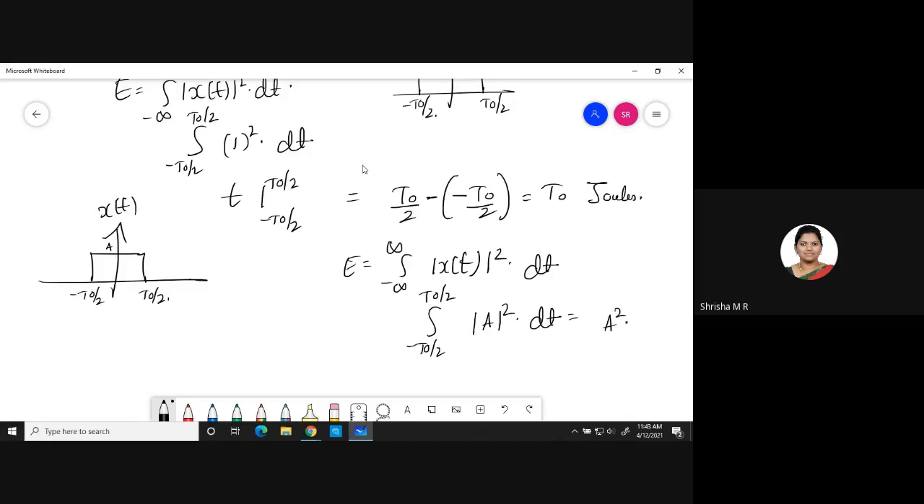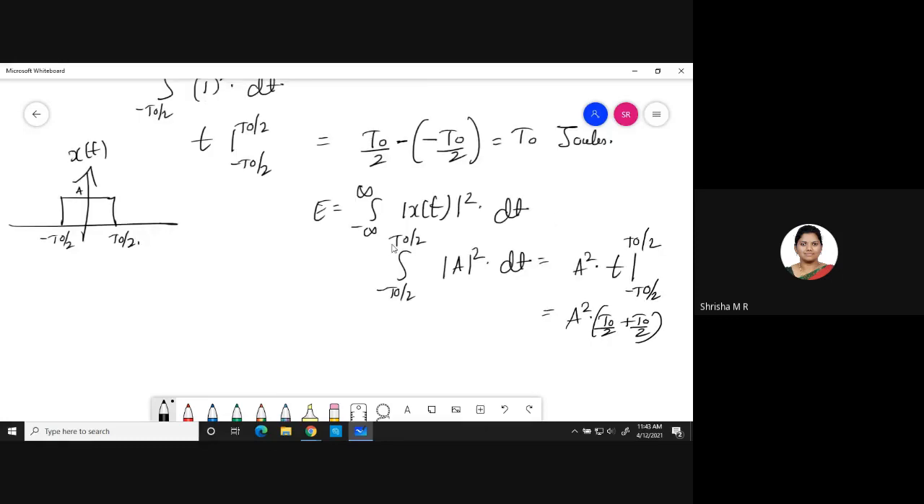So A squared is a constant. If you integrate 1 with respect to dt, you get t. Putting the limits minus T0 by 2 to plus T0 by 2, you get A squared into T0 by 2 minus of minus T0 by 2, which is nothing but A squared into T0. What is the energy? If you have amplitude A, energy would be A squared T0 joules. Clear?